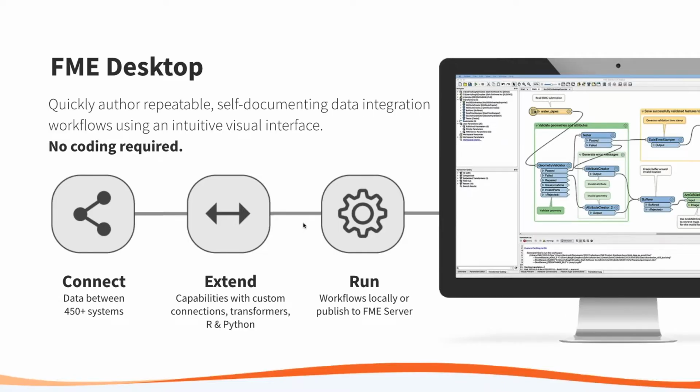So let's talk about what FME Desktop is. FME Desktop is a tool you can use to connect lots of different data together. You can read in data from over 450 systems, and then you can transform that data using transformers. You can run these workflows locally, or you can publish them up to FME Server to run them on something like a schedule or in response to another event. So FME Desktop is what we'll be showing off today, is how we build these workflows.